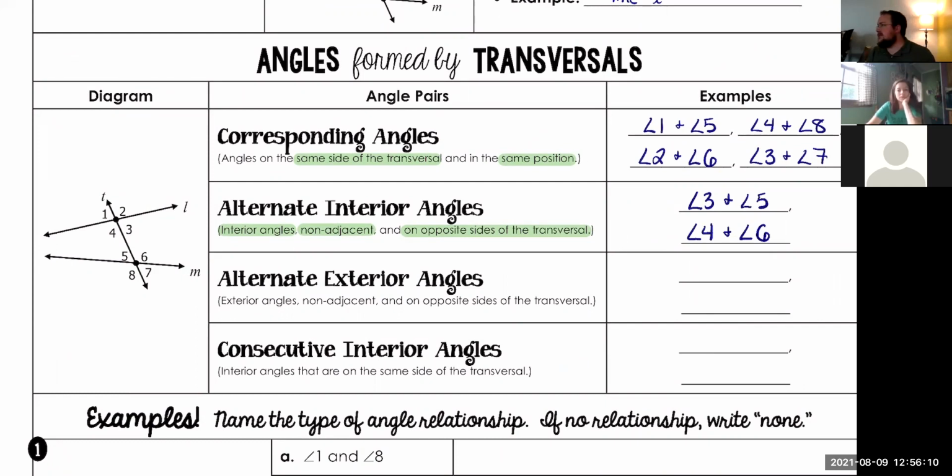Good news is these definitions you now have. So anytime I were to test you on these, if you're like, oh, I don't remember what these are called, you can come back to this section. So alternate means they have to be on opposite sides of the transversal. Interior means it's between the other two lines, just so long as they're not adjacent.